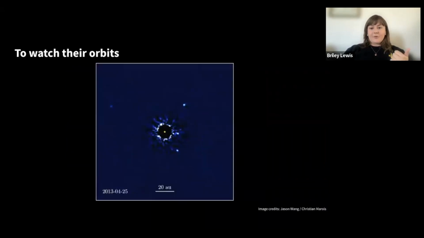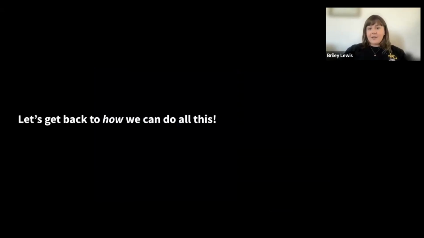And the other cool thing about direct imaging is that we can actually watch the orbits of these planets. Unlike other methods where you have to disentangle these different signals, with direct imaging, you can just actually watch them move. So this is, again, the HR8799 system that we saw on the first slide. These are infrared images taken by the Keck telescope in Hawaii. And you can see how over the years that this system was observed, those planets are clearly moving in their orbits. So we can actually just watch where the 4 different planets are. So now that we've got some motivation, let's get back to how we actually can do all of this.